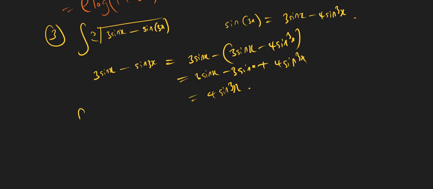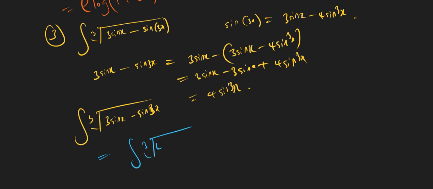So basically the integral of the cube root of 3 sine x minus sine 3x would be equal, let's change color here, to the integral of the cube root of 4 sine cubed x, which is just the cube root of 4 times the integral of sine x dx. I think this will be negative the cube root of 4 times cosine of x plus c.